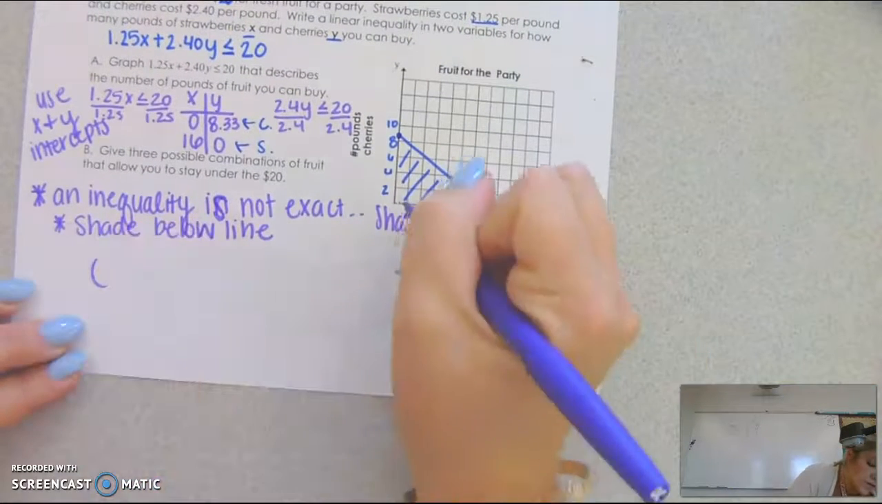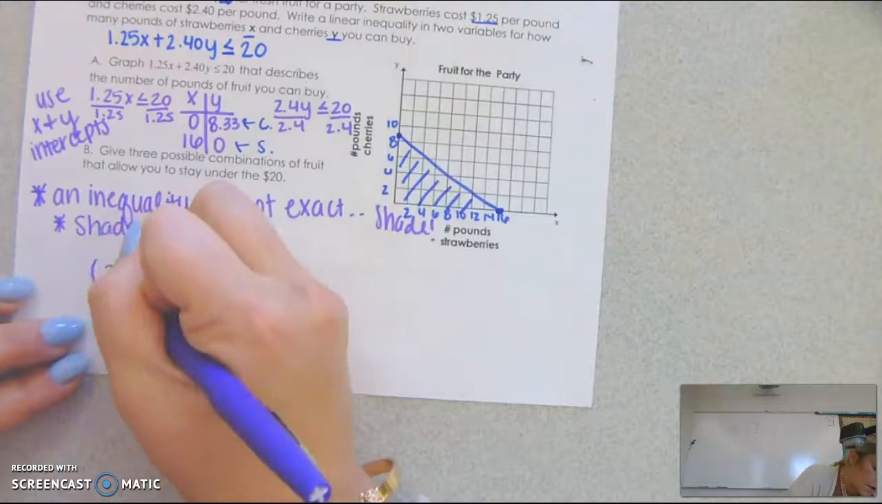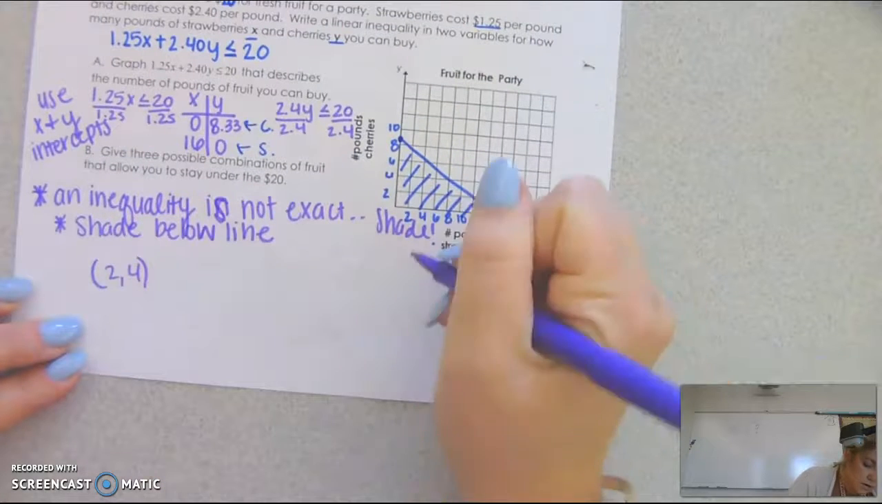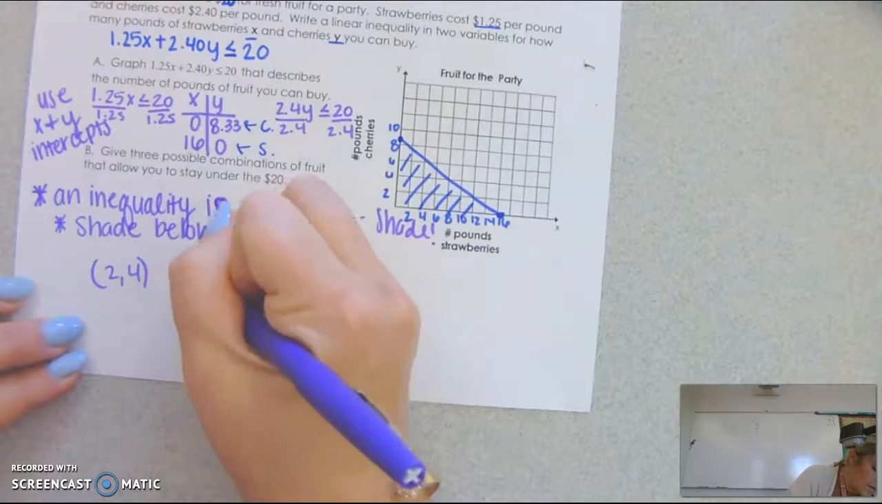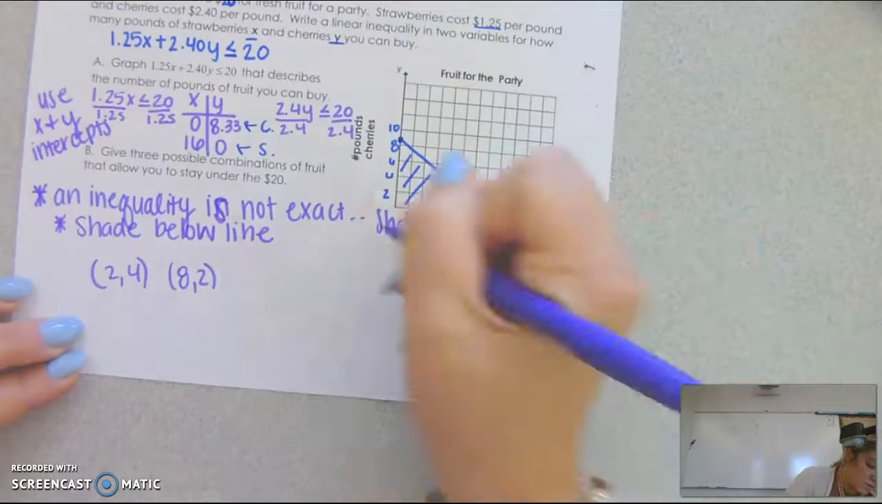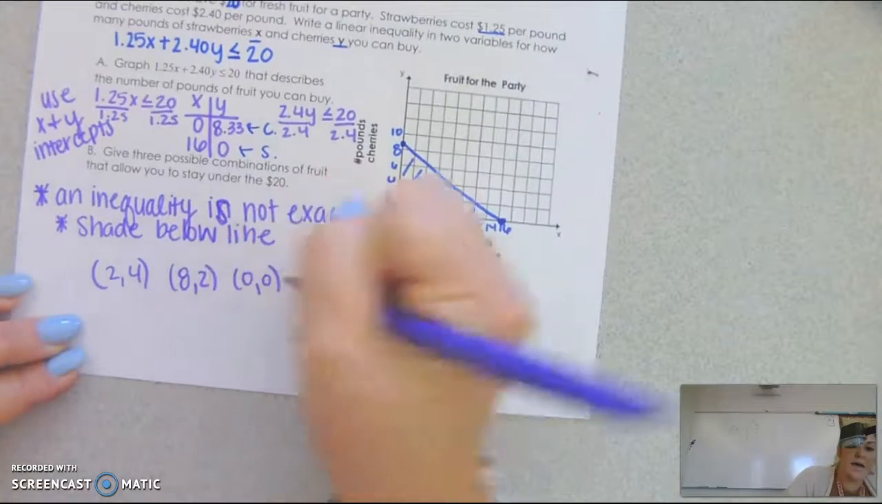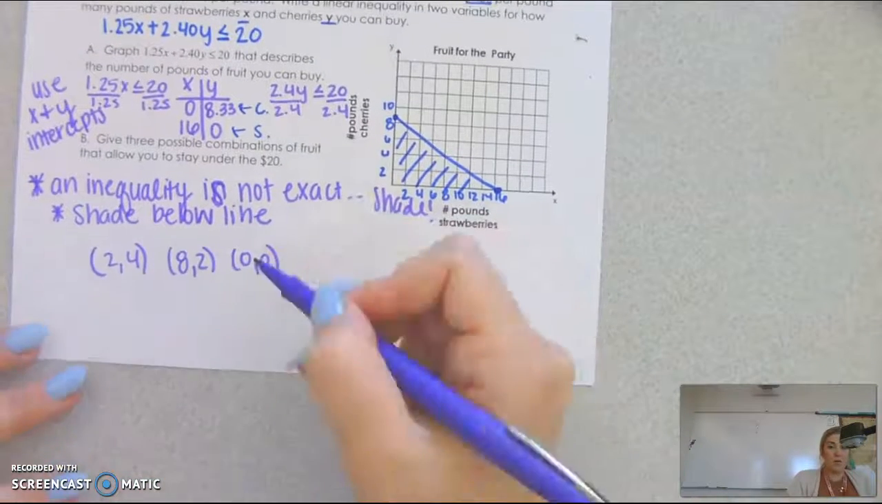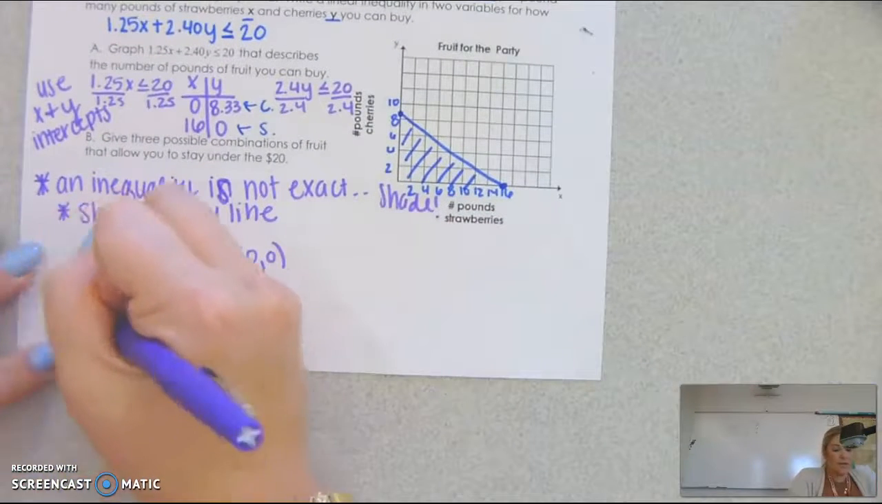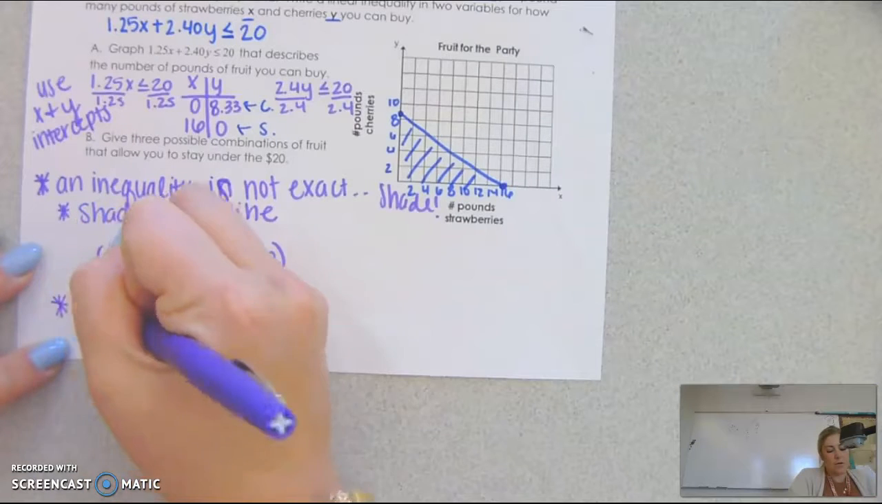So like over 2 up 4, that's something that we could use. Over 8 up 2, that's a combo we can use. We can use 0, 0 and decide not to buy any fruit. Those are all possible answers. So anywhere in the shaded area works.